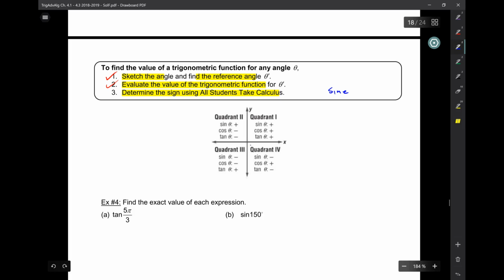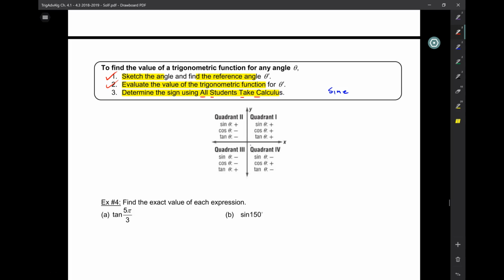But the last part is we have to find whether it's positive or negative. And what we use for that is this statement: all students take calculus. It does not have to be a true statement. It just has to work for our purposes, okay? All students take calculus. The way it works is this.